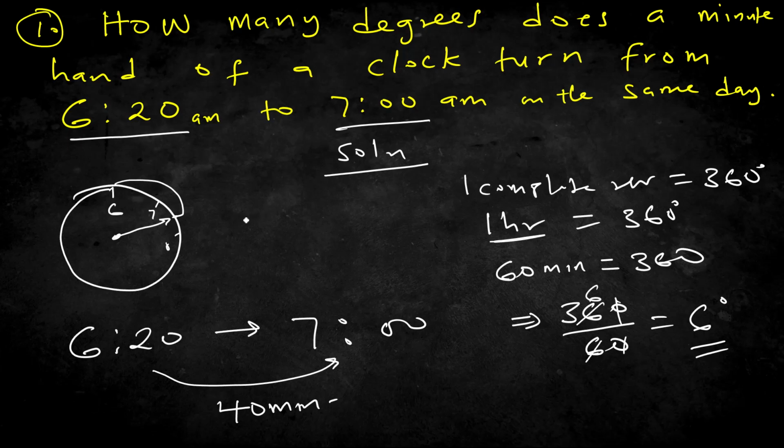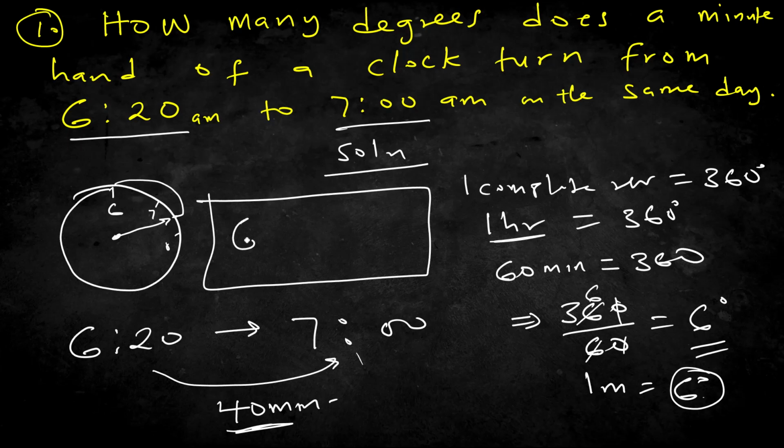We know that 1 minute is the same as 6 degrees. So to get 40 minutes, we have to multiply our 6 by the 40 to get the degrees. In short, the correct answer here will be 6 times 40, which is 240 degrees. As simple as that. All right, example 2.